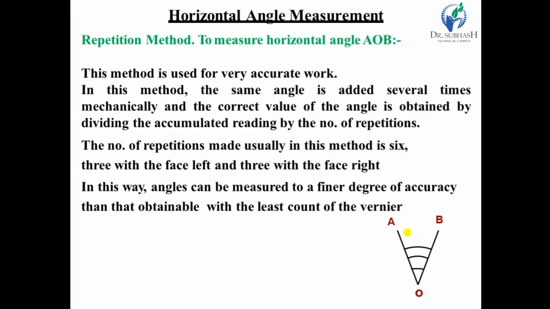Next method is the repetition method. To measure the horizontal angle AOB, this method is used for very accurate work. In this method, the same angle is added several times mechanically, and the correct value of the angle is obtained by dividing the accumulated reading by the number of repetitions. The number of repetitions usually made in this method is 6: 3 with face left and 3 with face right. In this way, an angle can be measured to a finer degree of accuracy than is obtainable with the least count of the vernier.